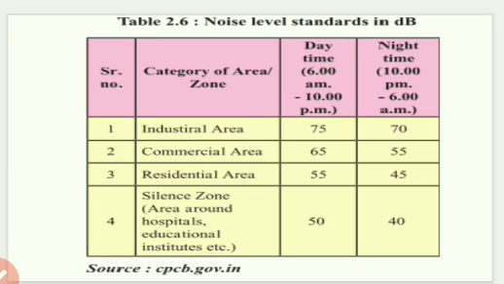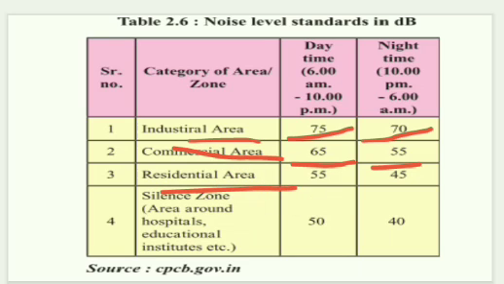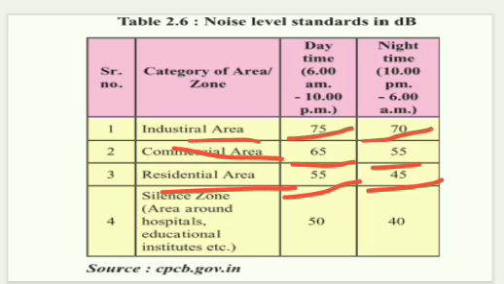So here are the parameters: noise level standards in decibels in various zones. In industries, during daytime the noise level should be 75 decibels and during night it should be 70 decibels. In commercial areas, during daytime it should be 65 and during night 55 decibels. In residential areas, daytime is 55 decibels and night should be 45 decibels. In silent zones like hospitals, educational institutes and courts, daytime should be 50 decibels, and night should be 40 decibels.